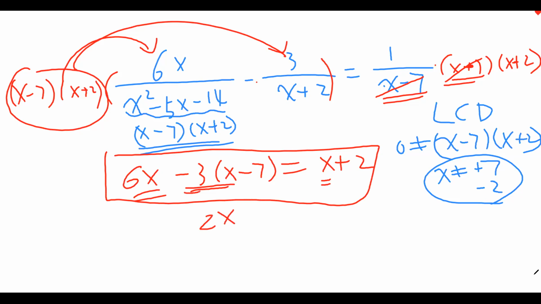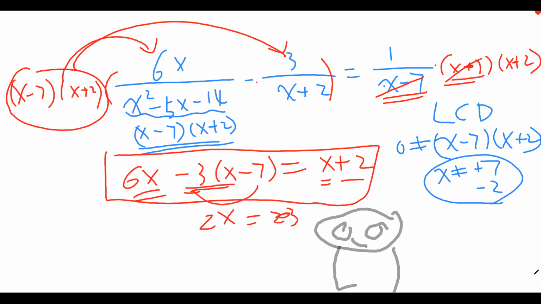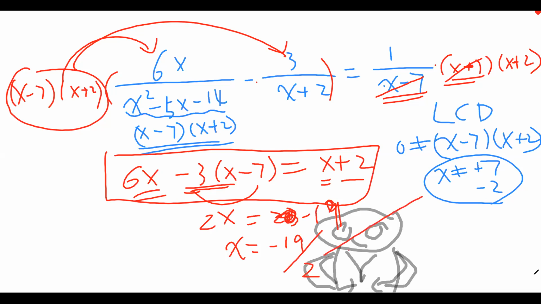So here is negative 21, move to the right, it became 23 on the right hand. Sorry, negative 19, right? This negative 19. So x equals what? Negative 19 over 2.